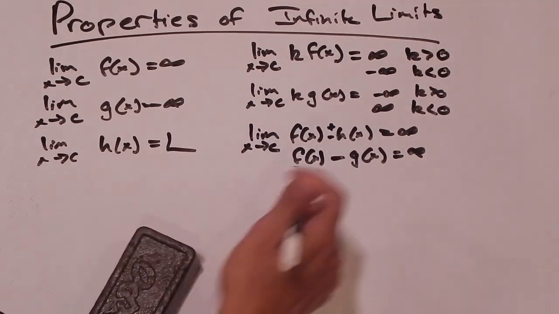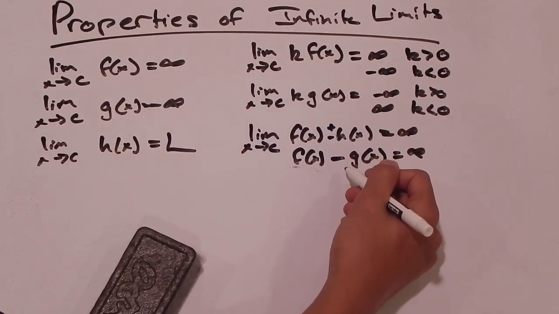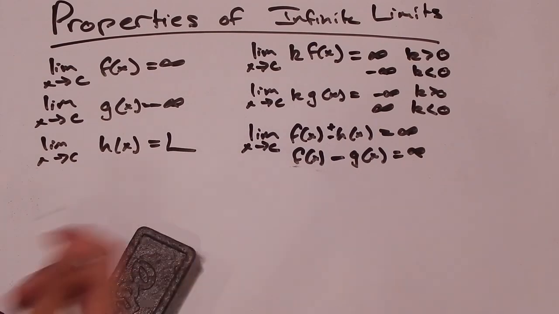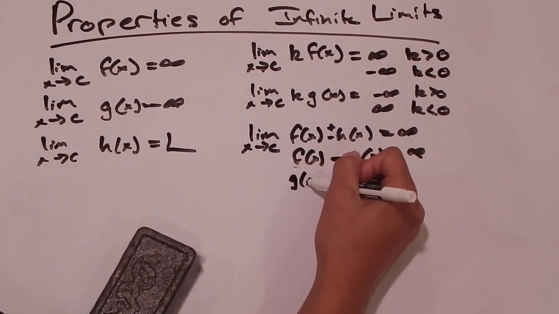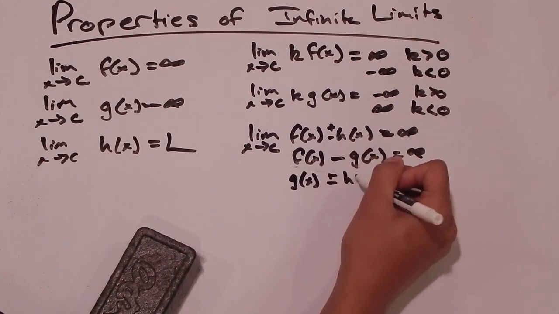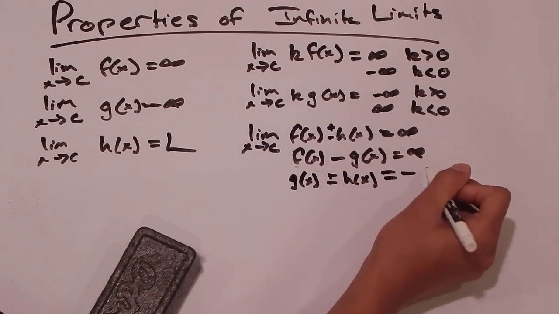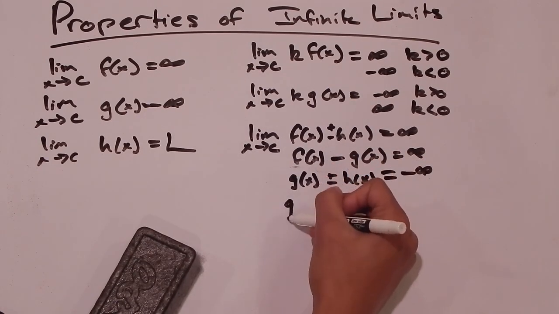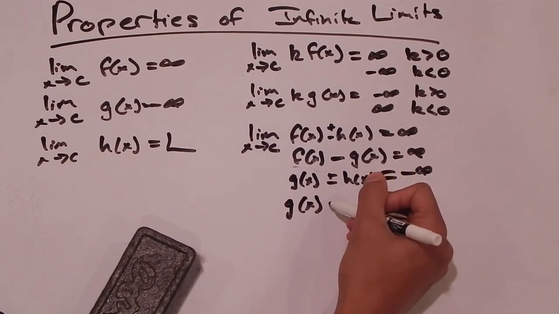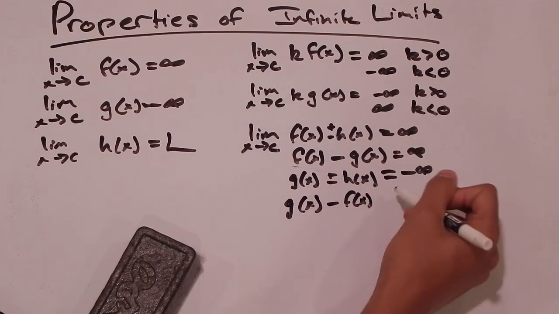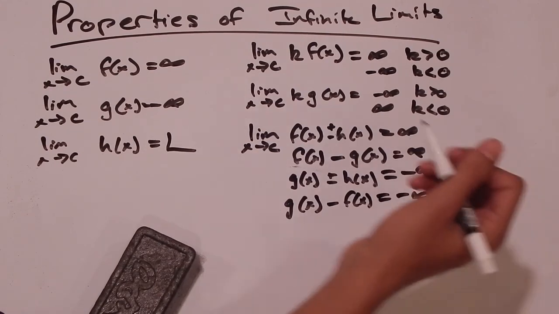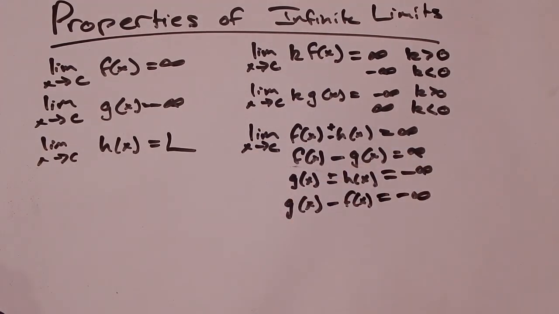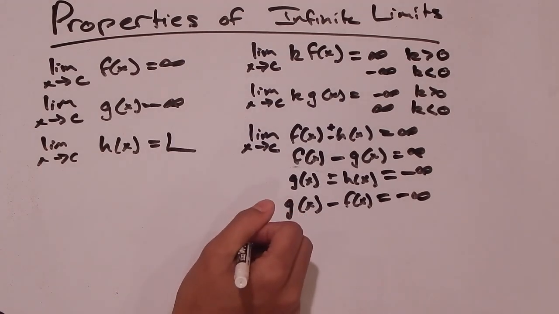Now here, it does matter that we're subtracting g of x. If we add g of x, we're not really sure what that limit is going to be. And now we can do the same with g of x, plus or minus h of x is going to give us back negative infinity, and g of x minus f of x is going to give us back negative infinity.